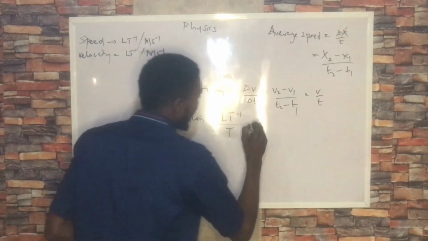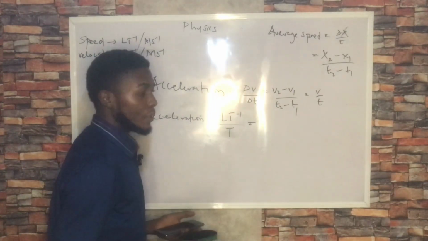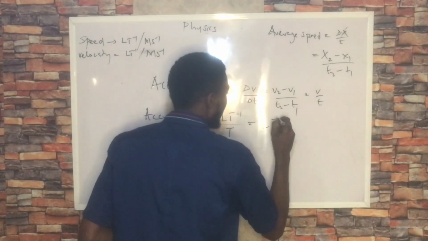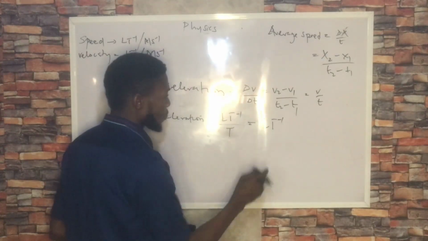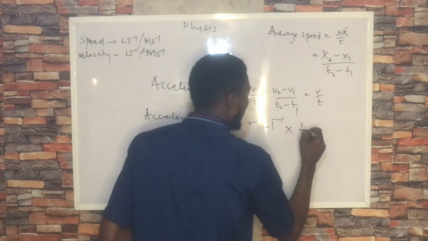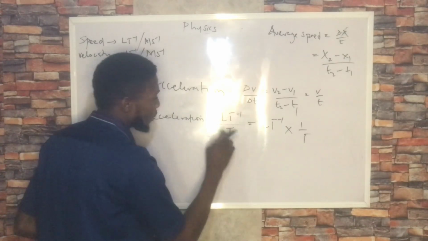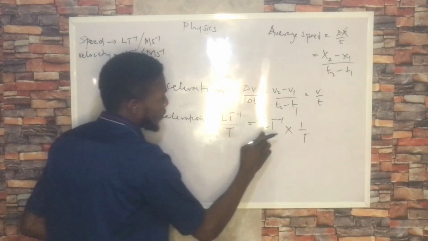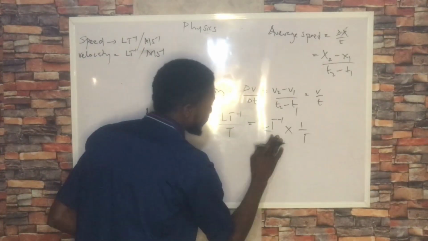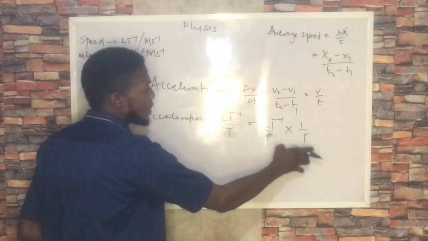Moving further, if you express it further, you have LT minus 1 times 1 over t. This is the meaning of 1 over t, because this one means over 1. So you can simply separate them.